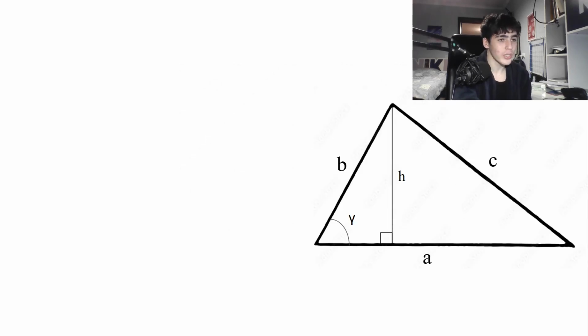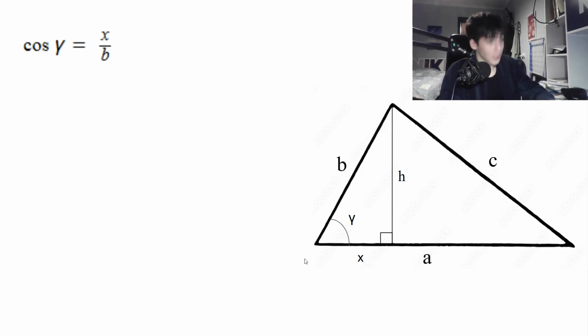Now let's move this triangle a little bit so we can write. This smaller triangle in this big triangle is a right triangle because it has a 90-degree angle. And we can actually write what the cosine of this angle is in this triangle. So the cosine of gamma is the adjacent side, which is x, over the hypotenuse, which is b. So cosine of gamma equals x over b, and we can write x as b times cosine of gamma.